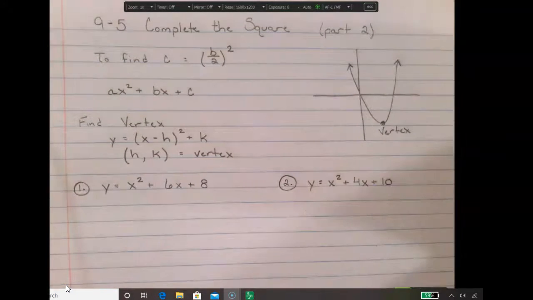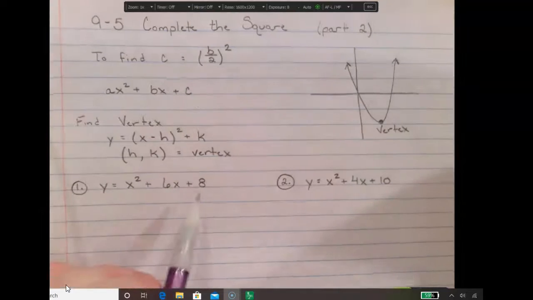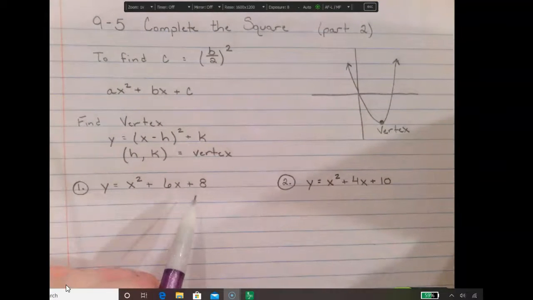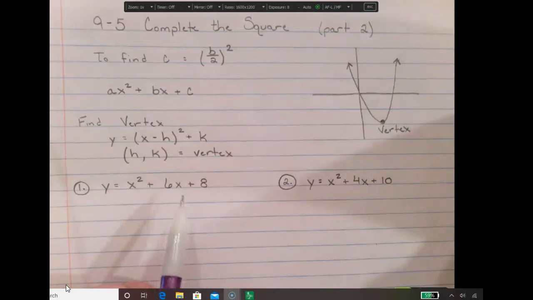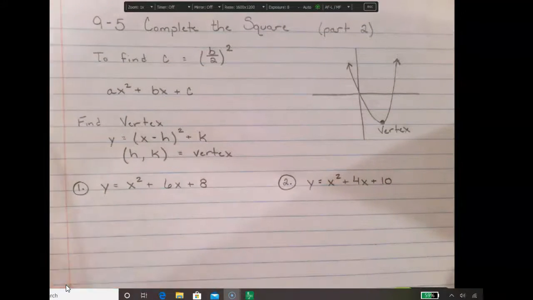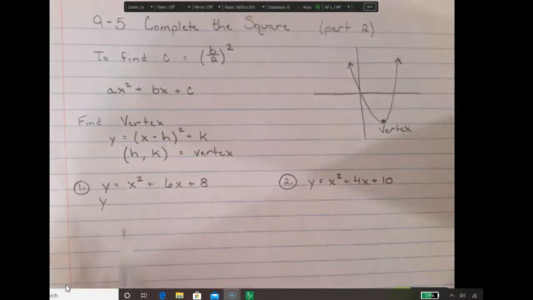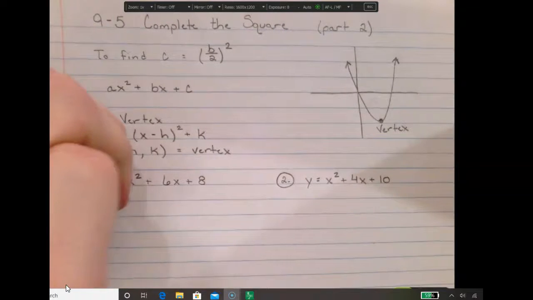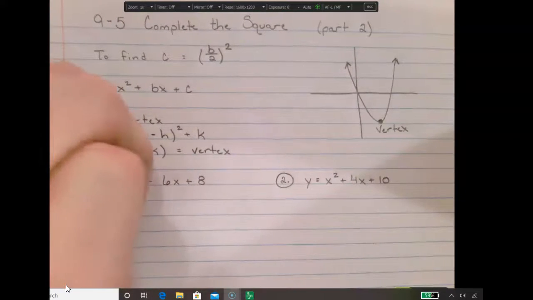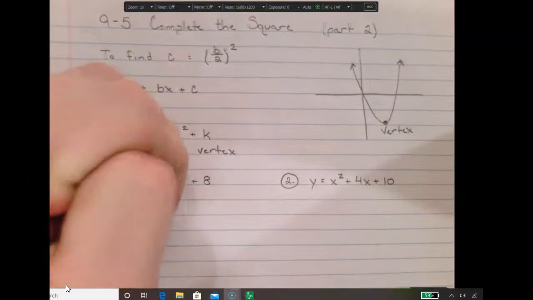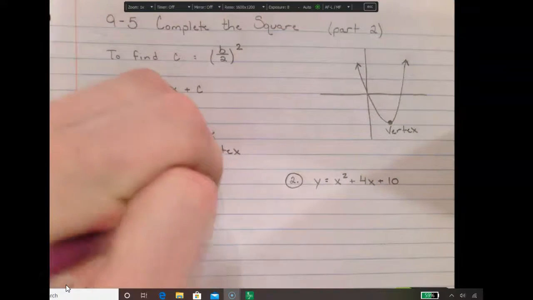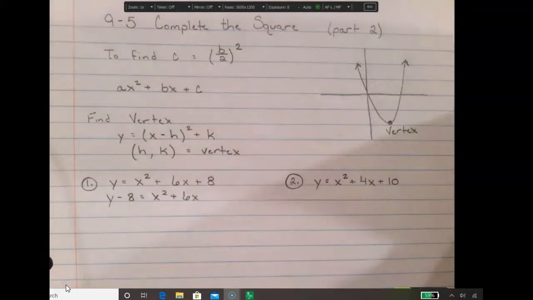And the first thing we need to do is complete the square just like what we did yesterday. So I'm going to take my plus 8, and I am going to move it to the other side. In order to move positive 8 to the other side, I need to subtract it. So it's going to be y minus 8 equals x squared plus 6x. So that's my first step.